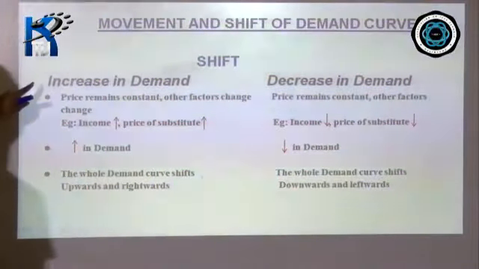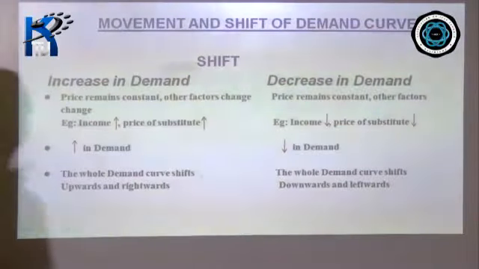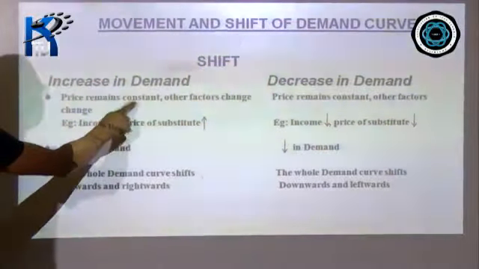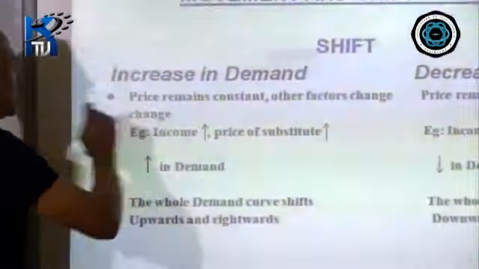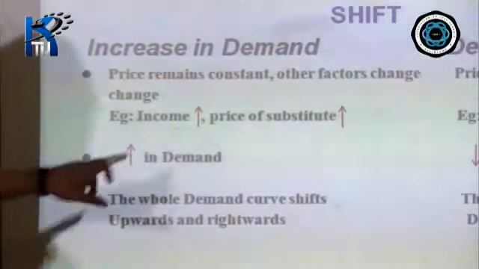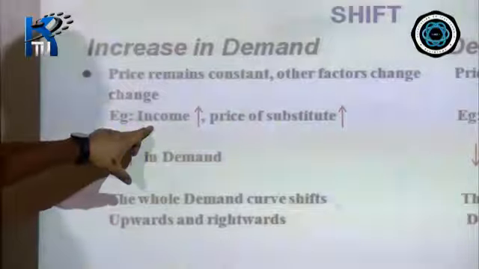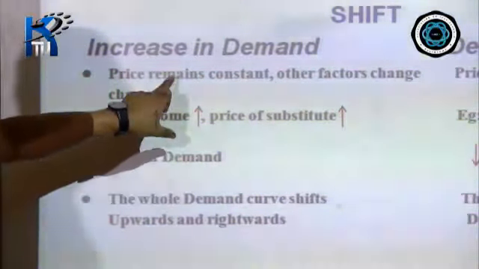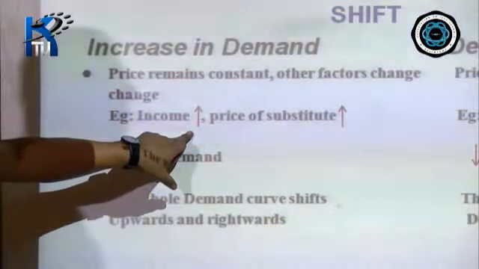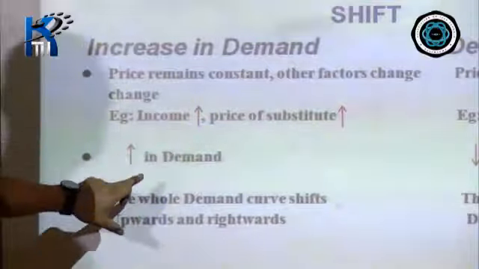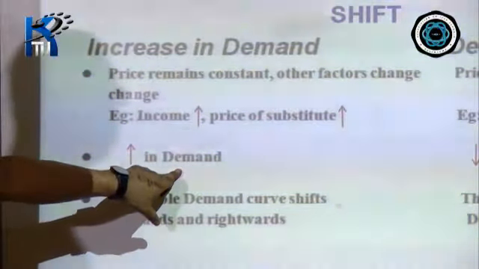Let's take an example of increase in demand. Demand will increase not because the price will change. Price is same, but other factors change. What are the other factors? So many factors. One of them is income. When your income increases, price is same, other factors are changing, income is increasing. When income increases, what happens? There is increase in demand.